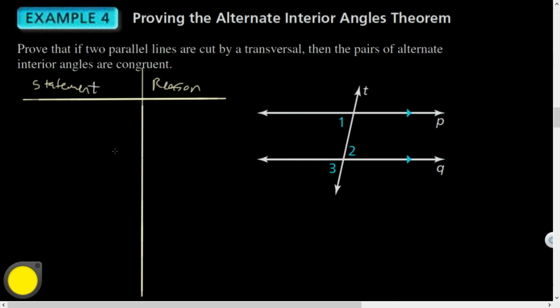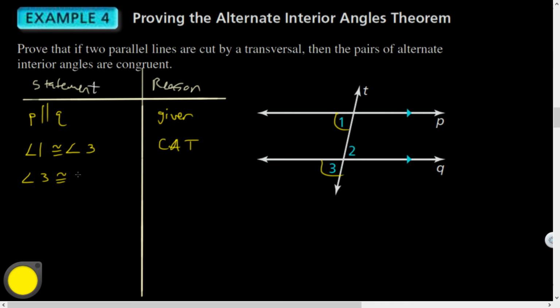Okay, there you go. So guys, statement. Let's say P is parallel to Q. Reason? Given. Okay, all right, there. That's easy. I'm going to say angle 1 is congruent to angle 3. Why do you think those are congruent? Corresponding angles theorem, CAT.